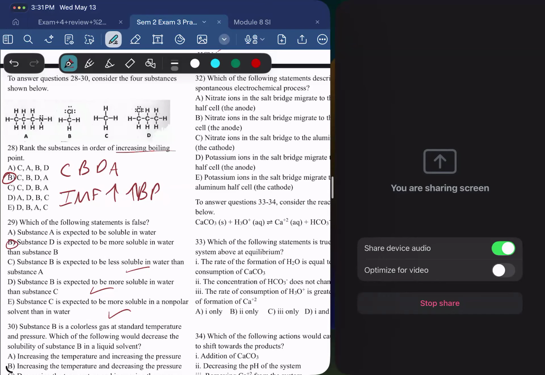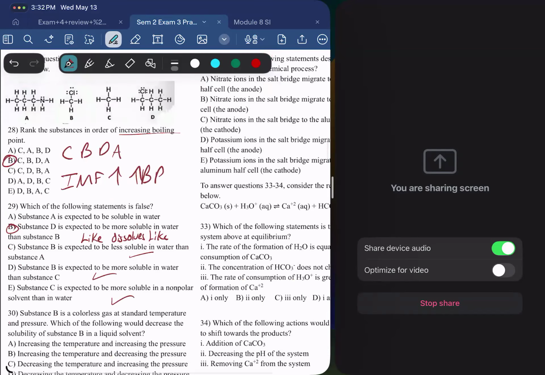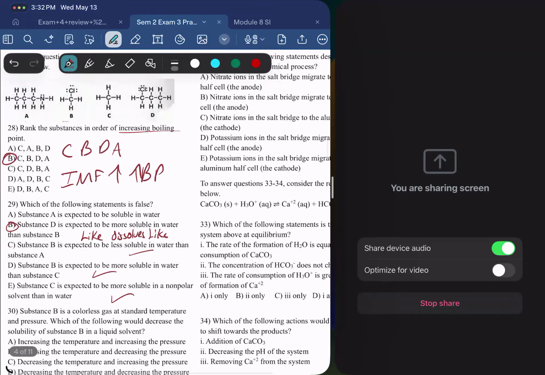And then A is expected to be soluble in water. That makes sense. So the reason why D is the wrong one is because this involves like dissolves like. Right? So water is a small polar molecule, and so D is slightly bigger than water. And so in comparison, B is a lot more similar to water than D. So the length does matter in this case. So the size of the molecule and the type of intermolecular forces also matter. Okay.